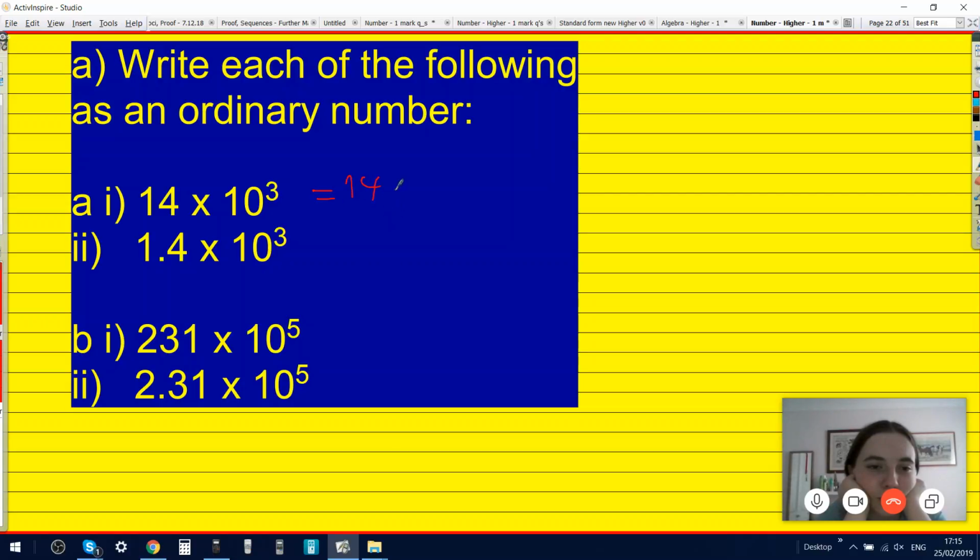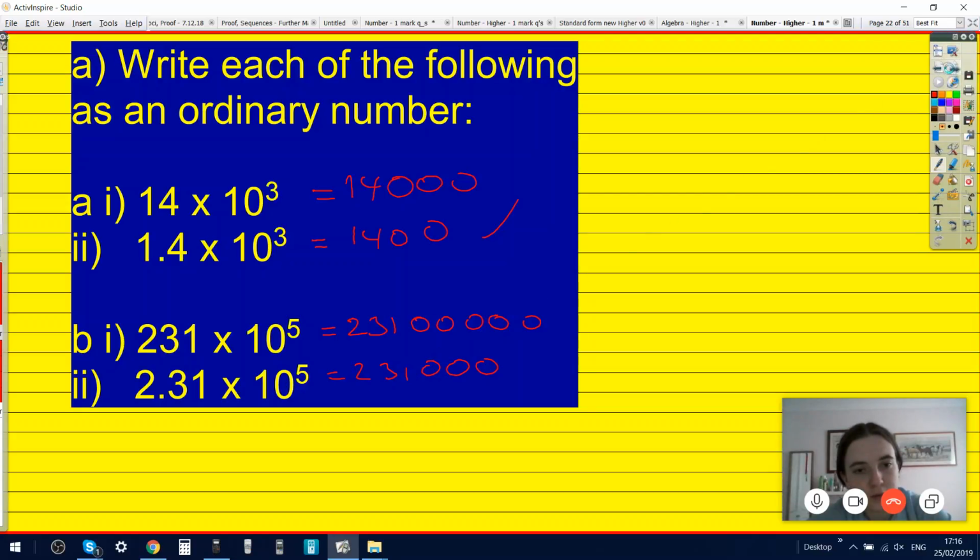14 with 3 zeros. 14 with 2 zeros. Where did the extra 0 go? To the 4. Yep. Next. 2, 3, 1 with 5 zeros. And last one. 2, 3, 1 with 3 zeros. Where did the 2 zeros go? To the 3 and the 1. Yes. 1 decimal place, you lose 1 zero. 2 decimal places, you lose 2 zeros, and so on.